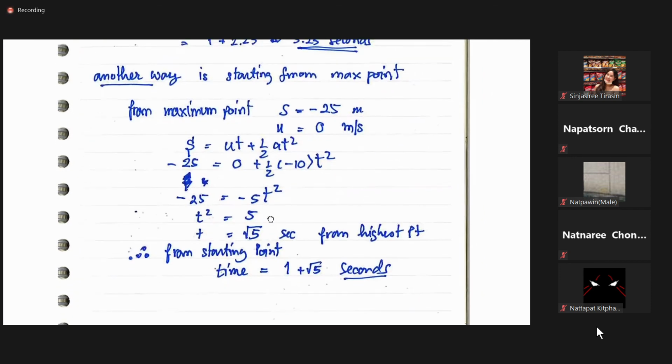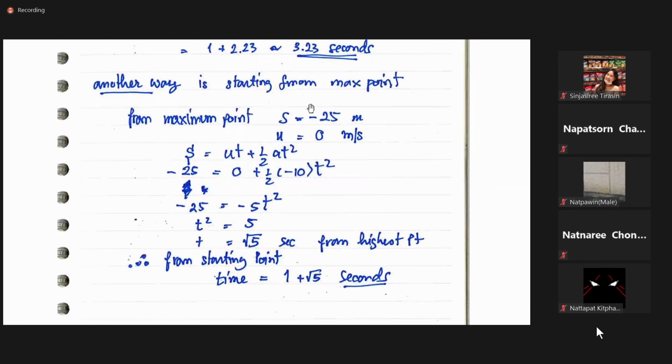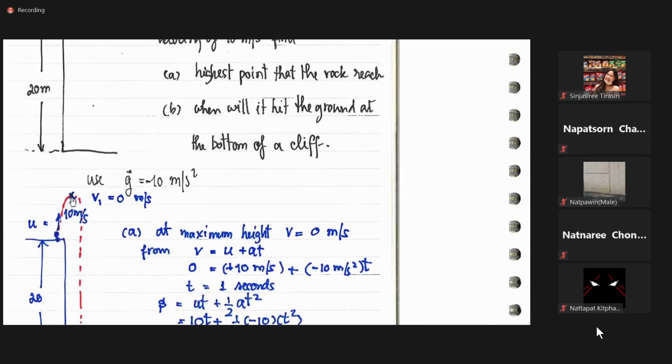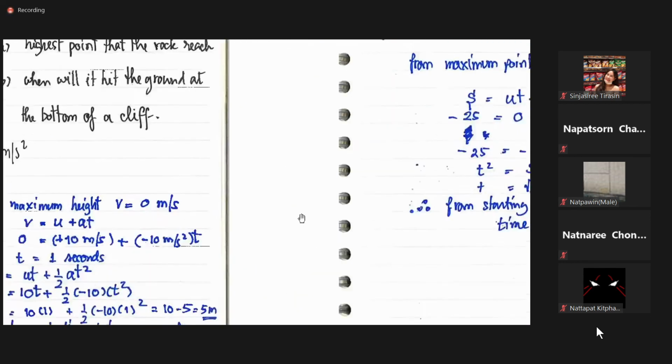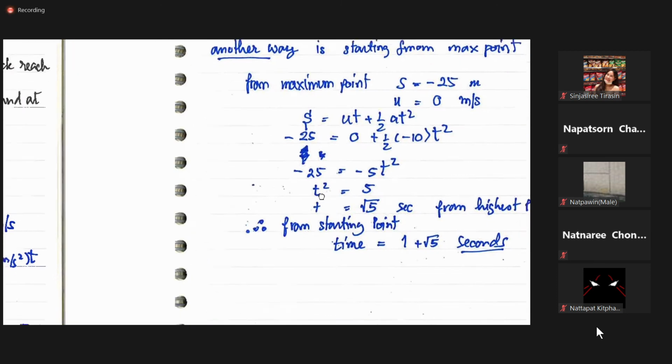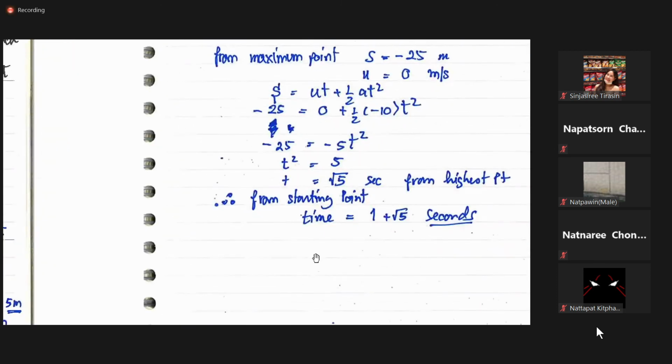Another way to solve it is to start from the maximum point. The maximum point is when the object is at 25 meters above the ground. So s is 25 meters, u is 0. So it gets t equal to square root 5 seconds from the highest point. So the total time will be 1 plus square root 5.